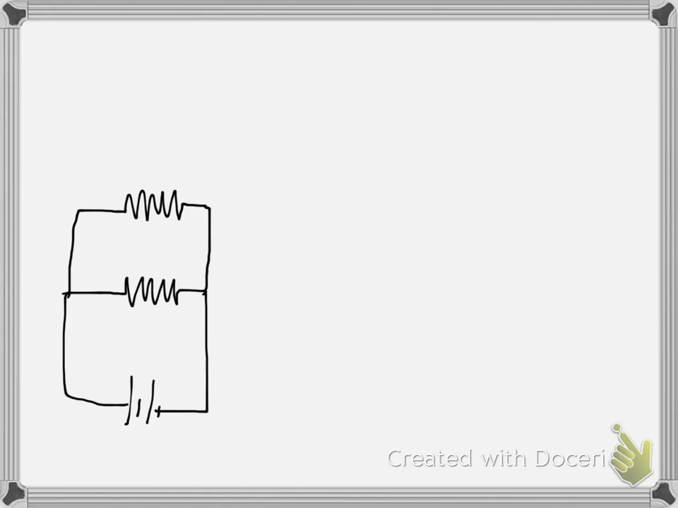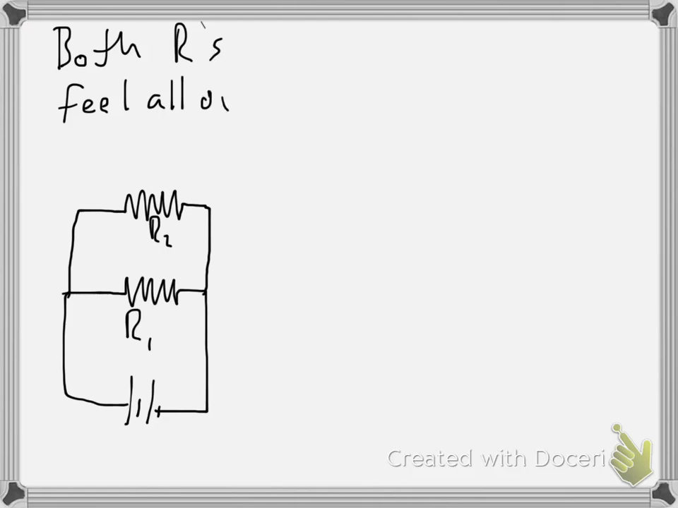All right, so the thing to note here is that both resistors, we'll call this R1 and this is R2, both R's feel all of V. Whatever the voltage of your battery is, both resistors feel all of that, because this section of wire and this section of wire, the potential difference between them is the same. So both resistors feel the exact same potential difference.